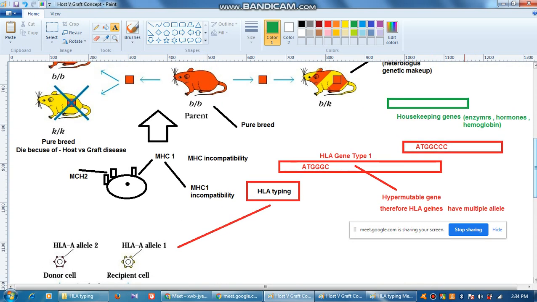Okay, so we will give specific questions on this: what is the difference between a hypermutable gene and a housekeeping gene? Then you should explain it. Okay, so HLA genes are different. This is an HLA type 1 gene of animal 1 and animal 2, like this. Can you see LL1 and LL2? So we will come back to this again.